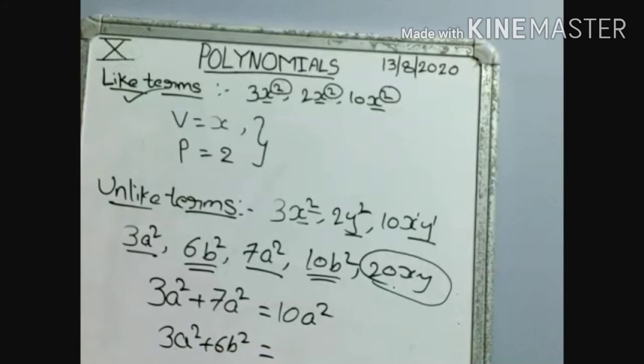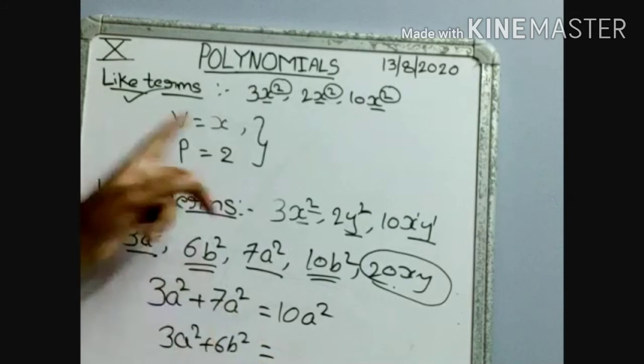Suppose you take 3a square plus 6b square. Is it possible? It is not possible. Why? Because here the variable is a and here it is b. So when a and b are there, we can't find the value. If an a value is there, we can find it; if a b value is there, we can directly find it. But like this we can't add them. Only like terms can be added.